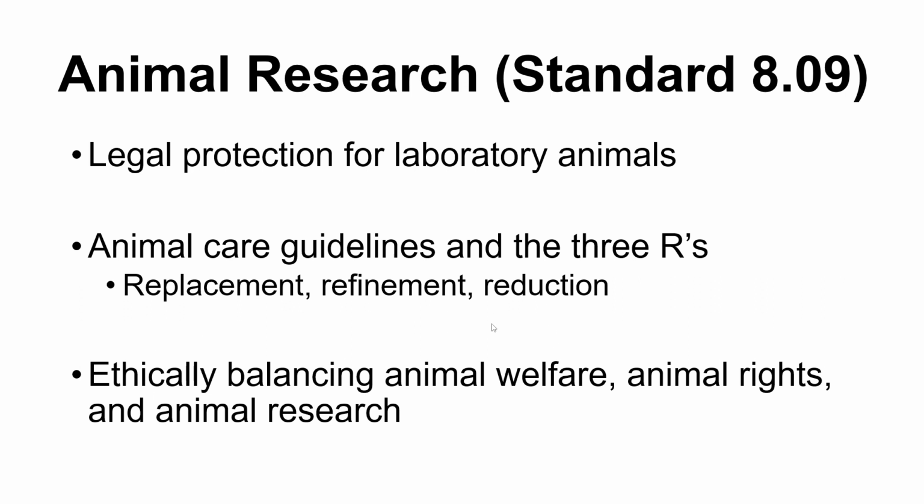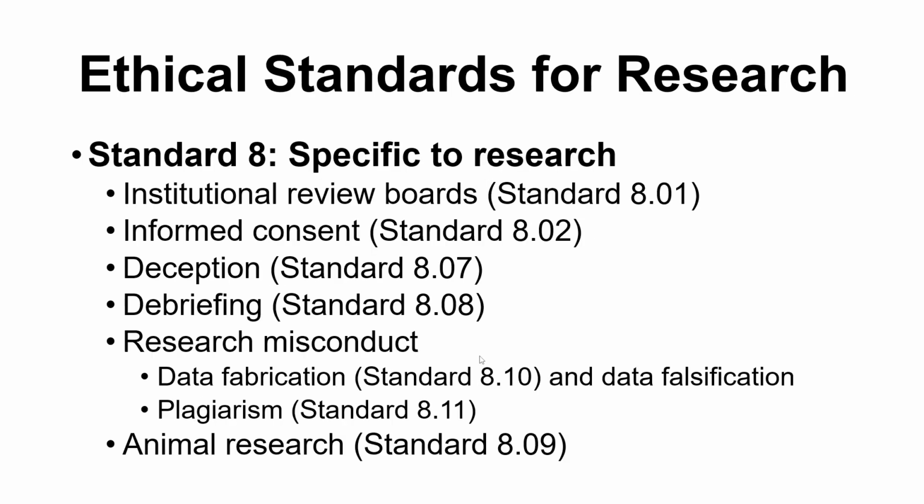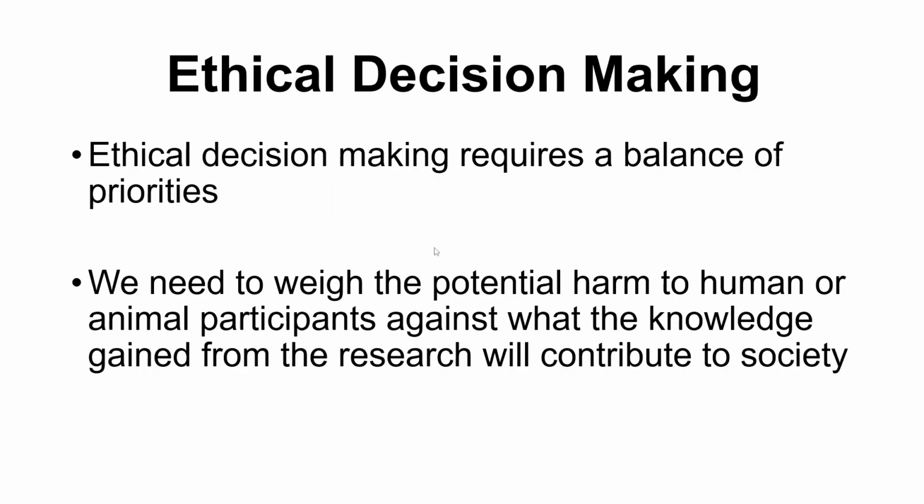So we have this ethical balance between the welfare of the animals, their rights, as well as the potential benefits that could come out of that research. And of course, all of this, just like with our human ethics, is fed through that neutral third party that makes those decisions by reviewing research before it ever starts. So these review boards are going to control both human and non-human animal research.